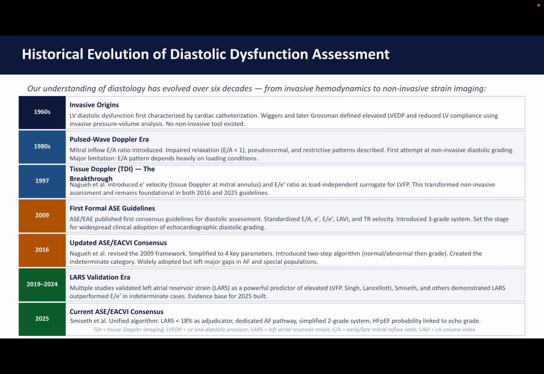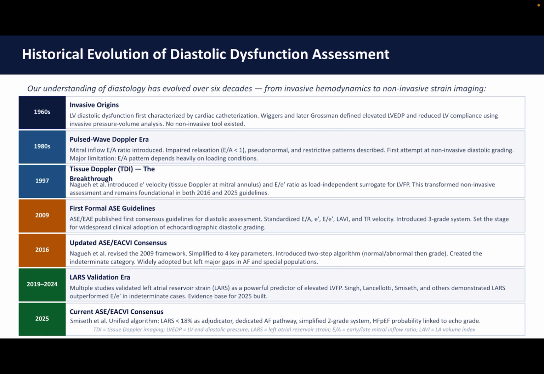In the 1960s, Grossman and Wiggers defined diastolic dysfunction with invasive catheters. It was the gold standard then, and it's the gold standard still. In the 1980s, pulse-wave Doppler gave us the mitral inflow E to A ratio, revolutionary but badly load-dependent. Volume load a patient and they look pseudo-normal, dehydrate them and grade 2 looks like grade 1.